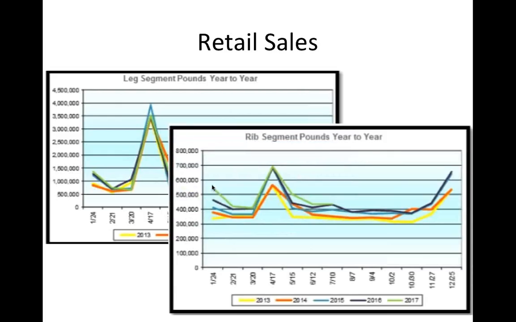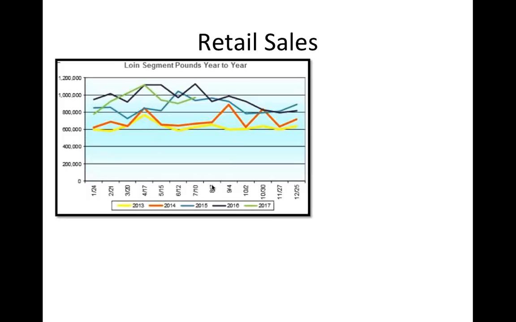Now, if we look at the rib section, which is typically rack of lamb, maybe rib chops, but most of this is roast, we see a similar effect, but less pronounced. Typically, rib sales are in the 400,000 pound range for most of the months, but there's a 100 to 250,000 pound increase around Easter and a similar increase around Christmas. So we're seeing some definite seasonal impacts for leg and rib sections.